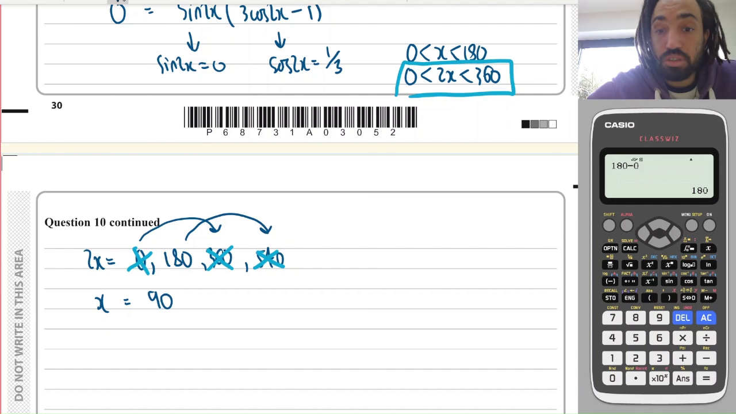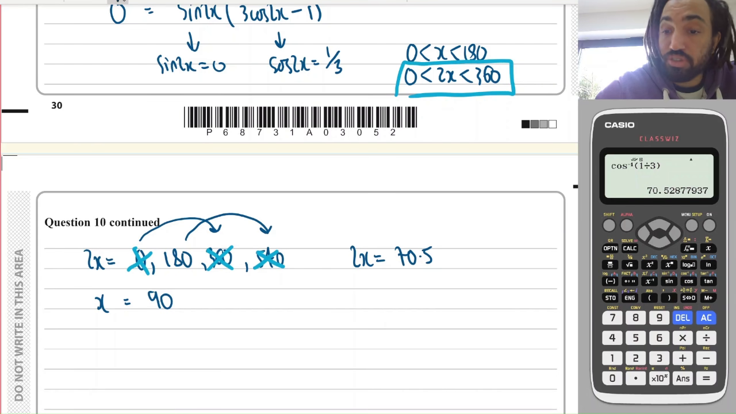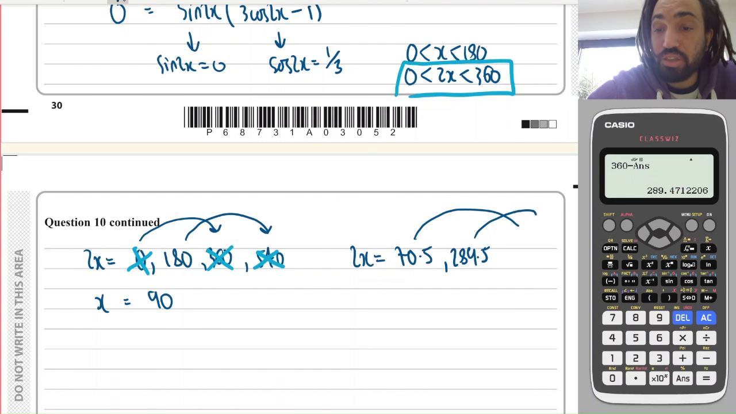Now let's look at cos. Let's go for our calculator, and let's do cos to the -1 of a third, and I get 70.5. So 2x is equal to 70.5. The next solution for cos is 360 minus, and that's 289.5. Okay, and then after that, what I would do is I would add 360 to both of these two. I know they're going to be too big though, because adding 360 to those numbers is going to take us past the 360 mark anyway.